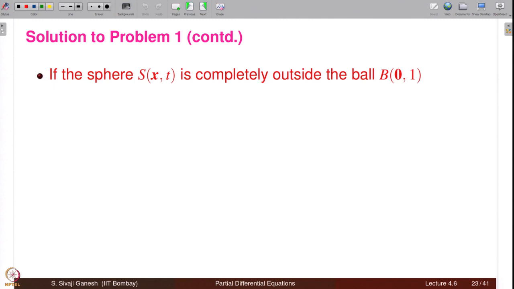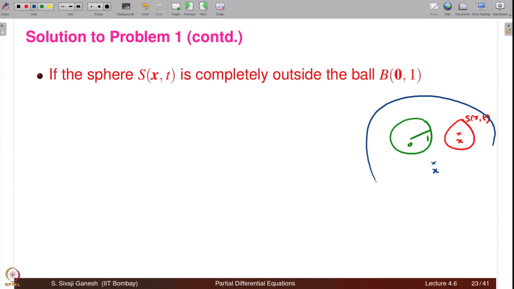Now, let us consider the second situation, sphere is completely outside the ball, how will that happen? You have this ball, okay. Let us use a different color. So, I am x here, so this is one way that the sphere S(x,t) does not intersect, it is completely outside, or another way is I have an x here. It could be this, okay. So, in this case also it does not intersect the ball, the ball is here, the sphere is this blue color thing, so it does not intersect.